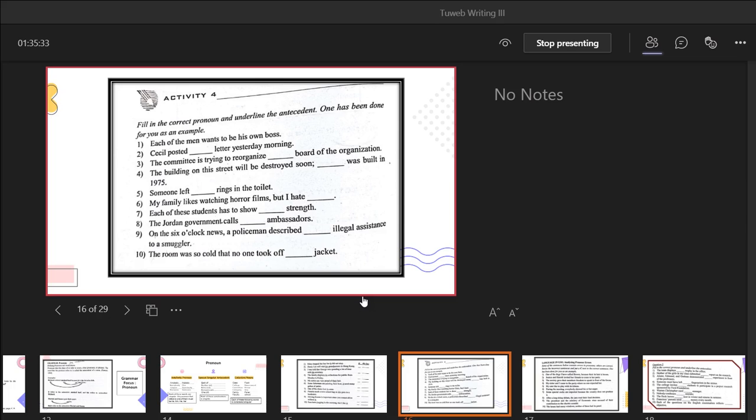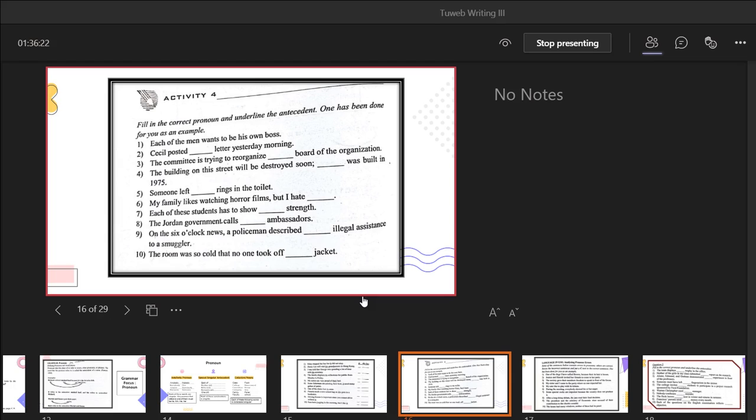The committee is trying to recognize blah blah board of the organization. Are you sure? The committee is trying to reorganize. The committee is, yes, the committee is trying to recognize its board of organization. Karena itu committee ini adalah salah satu yang tadi collective nouns itu, collective pronouns. Jadi kita harus menggunakan is atau singular helping verb.